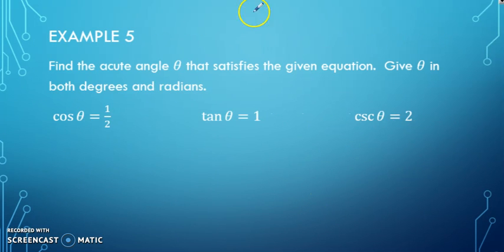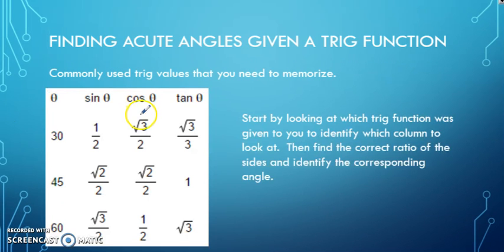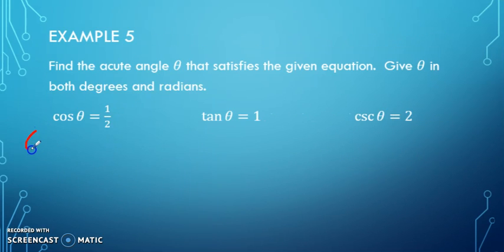Here are the first few examples we'll do of this. So they want us to find the acute angle, which means the angle less than 90 degrees, that satisfies these given conditions. And they do ask us to give the angle value theta in both degrees and radians. So first we're going to look at the cosine column, and we're going to try to find a value of 1/2. So if you have these memorized, the cosine column, once you see 1/2, the angle is 60 degrees. So my first answer is 60.